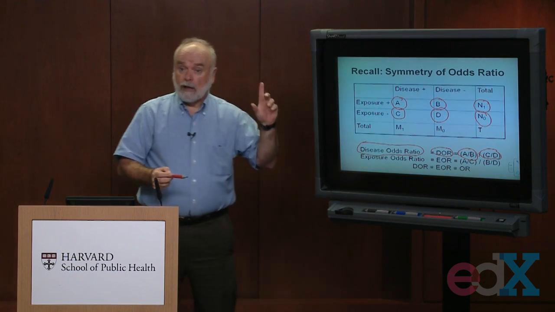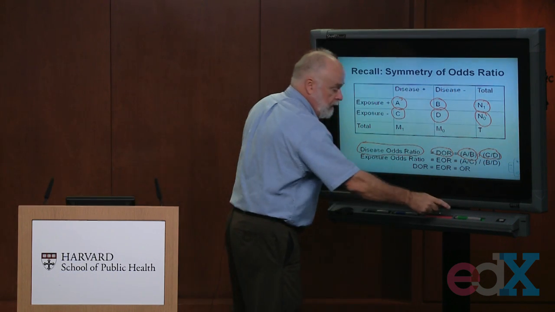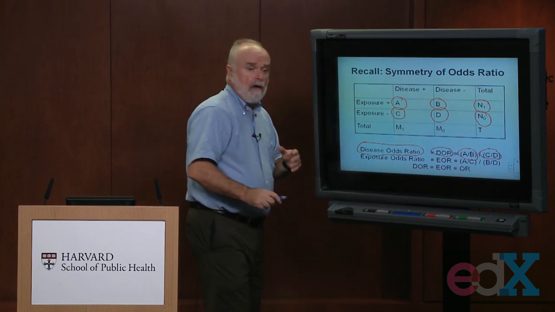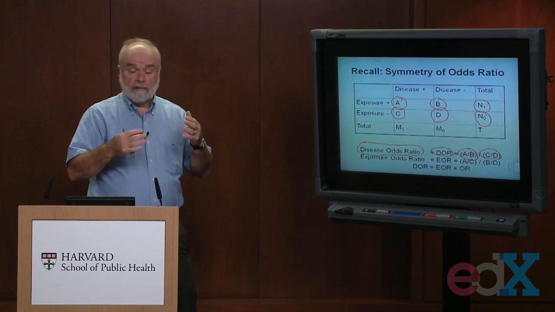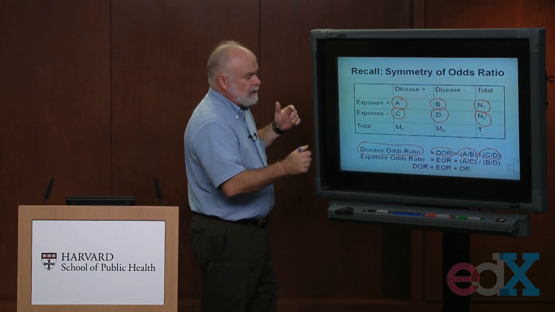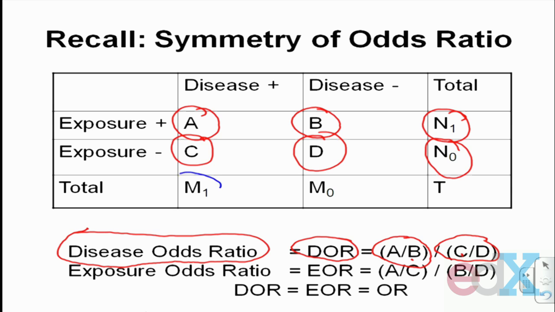Now, if I come along and look at your same data and decide, instead of reporting how much disease developed among the people who were exposed and among the non-exposed, that I look down the columns, I have in this data set M1 people who developed disease. I could ask myself, what's the odds of being exposed among all those M1 people who developed disease? A of them were exposed, C of them were non-exposed, so the odds of exposure among the people with disease is going to be A divided by C.